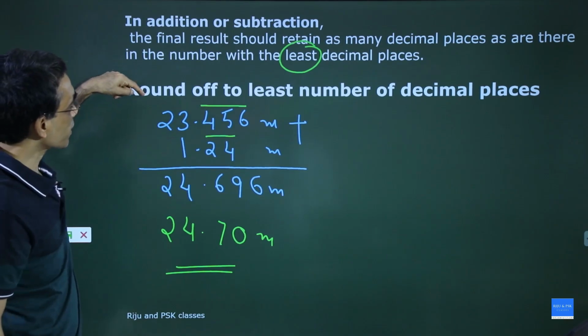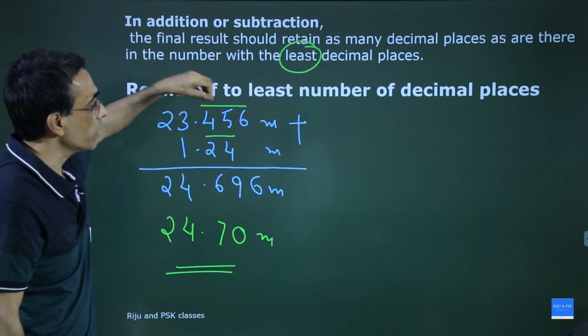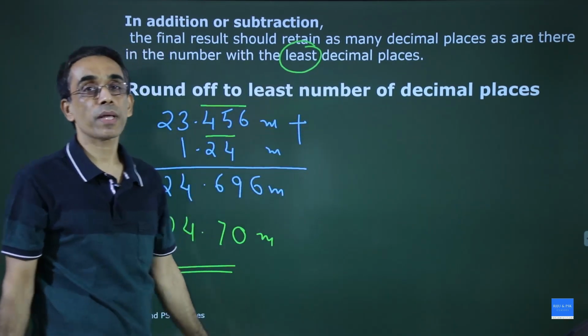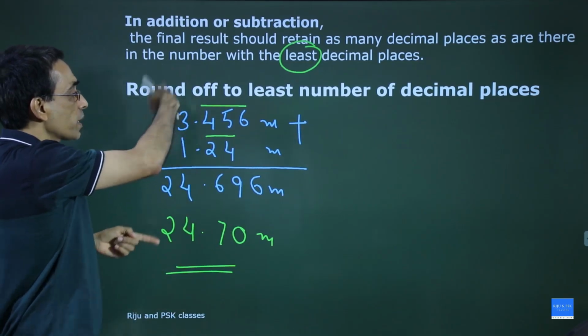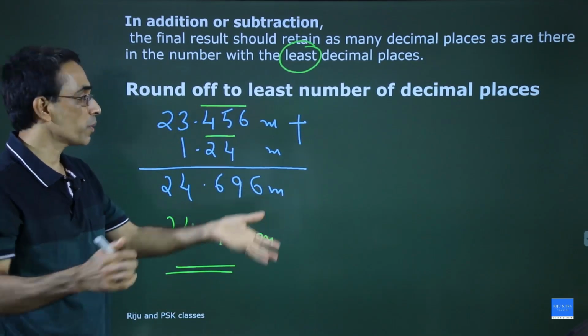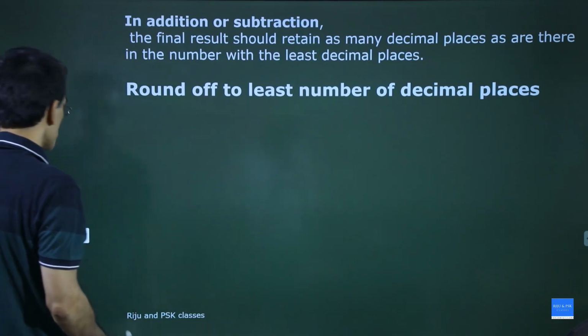So now see, the technique is simple. Round off to least number of the decimal places means what? The lowest number of the decimal places among the numbers added. What about subtraction? Let us do subtraction.